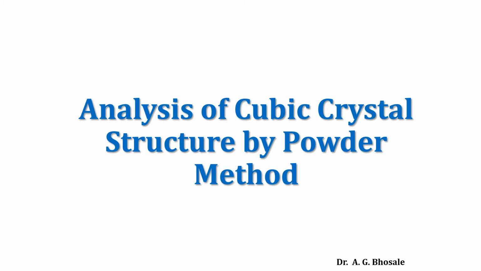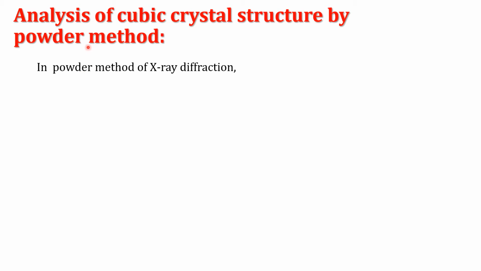Today we discuss the analysis of cubic crystal structure by the powder method. In the earlier lecture we discussed in detail the powder diffraction method, and we found how the diffraction angle theta is measured by using the traces which appear on the photographic film.